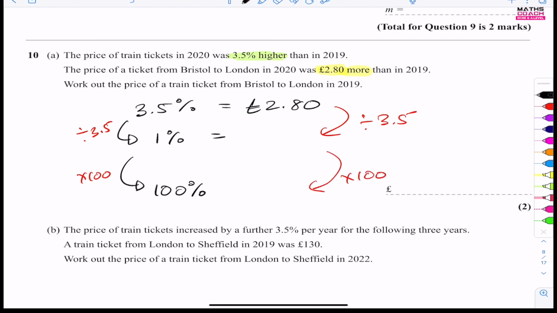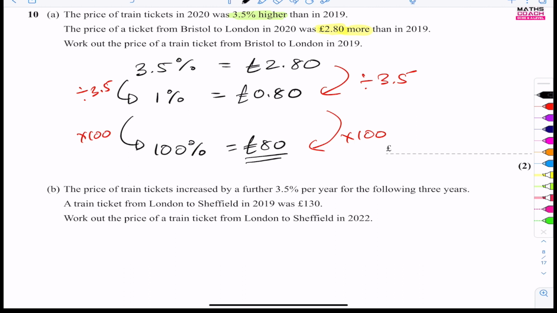So what is £2.80 divided by 3.5? If you do that on your calculator, you get 0.8. Now we are working in pounds, so it's going to be 0.80 like that. Then we times that by 100, and then that gives us £80. So the price of a train ticket in 2019 was £80.